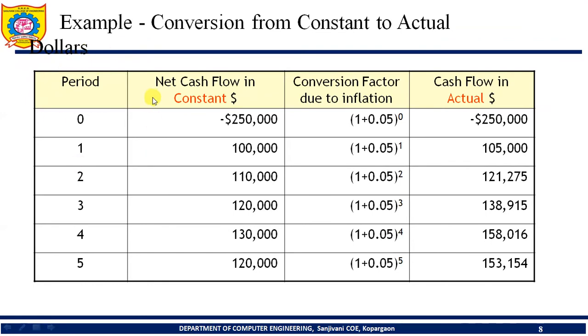Here this table shows the conversion from constant dollar to the actual dollar. For the period 0 to 5, net cash flow in constant dollar is shown. Here the conversion factor due to inflation is also shown. This conversion factor is multiplied with the net cash flow in constant dollar, and we get the cash flow in actual dollar in the last column.